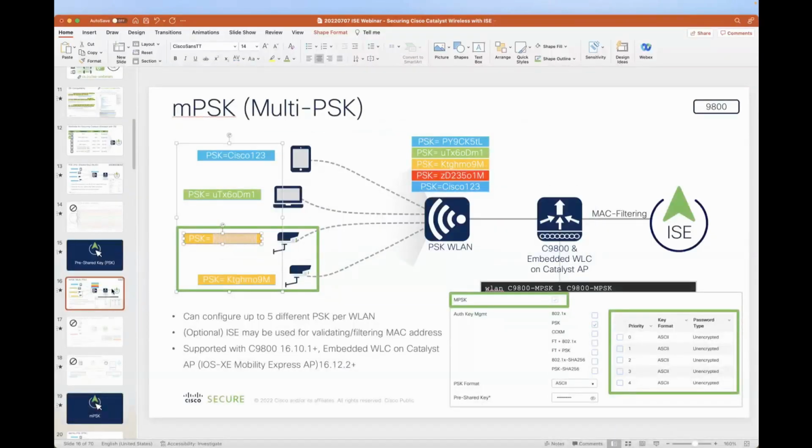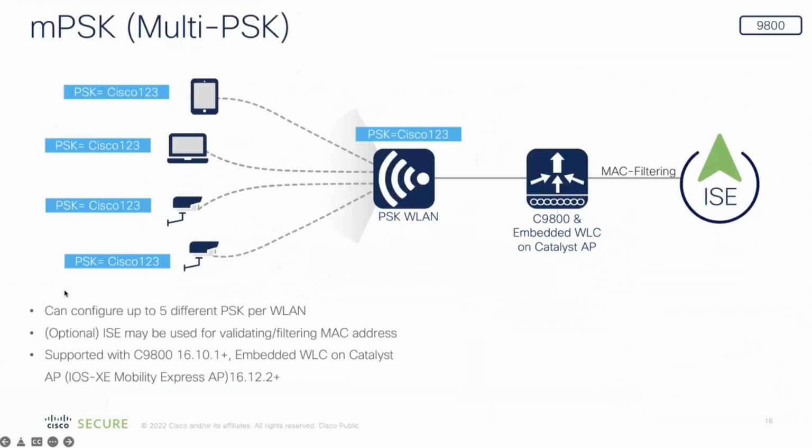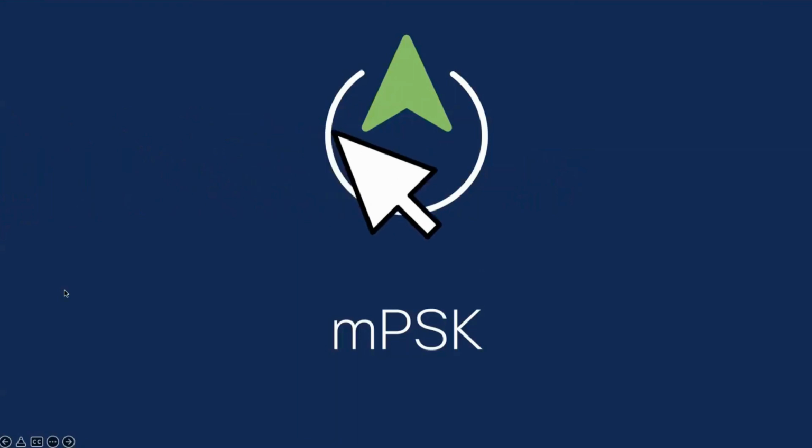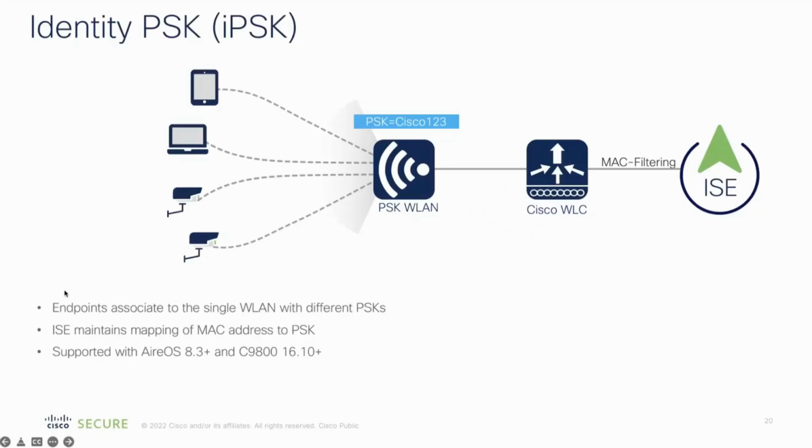All right. So we just did mPSK. You guys saw that we had Cisco 123, ISE is cool, and we had this other SSID pre-shared key that we used, all on a single IoT SSID. What we're going to do now is identity, or I like to call individual pre-shared key, because it's typically a unique pre-shared key for each MAC address coming into the network.